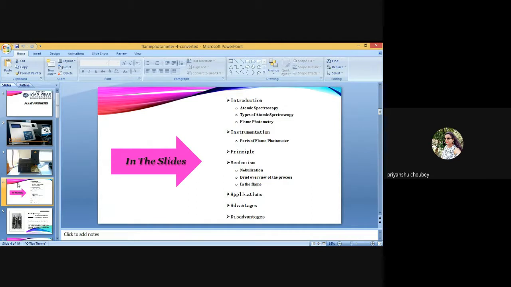Flame emission spectrometers are designed to measure the intensity of the characteristic line emitted from the excited atoms or ions of the element to be determined, as opposed to AAS, which involves measurement of the absorption of radiant energy by excited atoms.